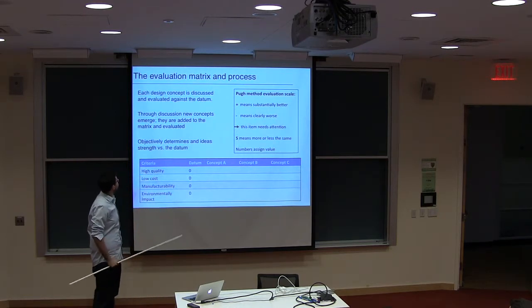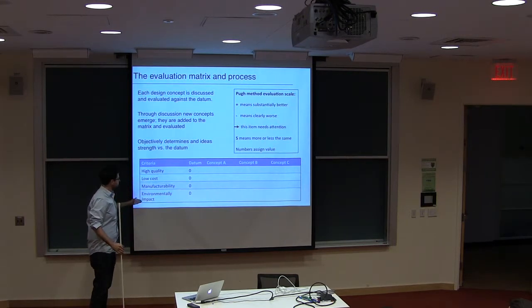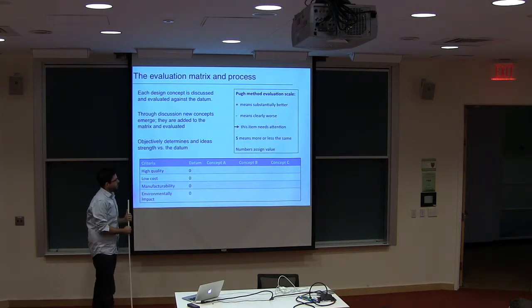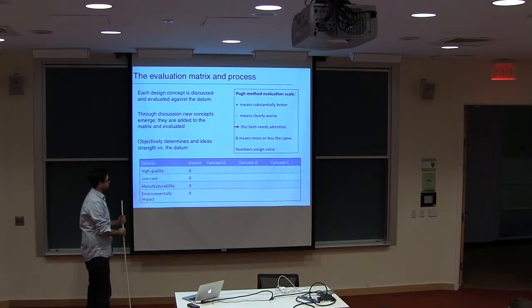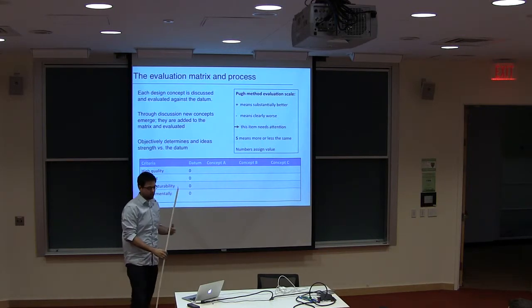So what you want to do is you take your criteria. So those example criteria I said are here. You list them down in this first column: high quality, low cost, manufacturability, environmental impact, and you compare them to a datum. And the datum, like I said, is your benchmark. And that could be maybe your competitor's best idea, or some idea within the group that is already the best. And then you take your concepts A, B, and C, and you plot them against it. And then you compare each one to the datum and see if it's favorable or unfavorable compared to it.